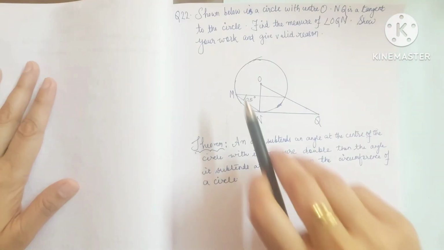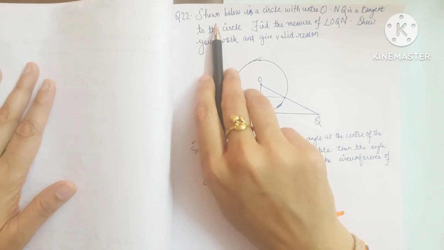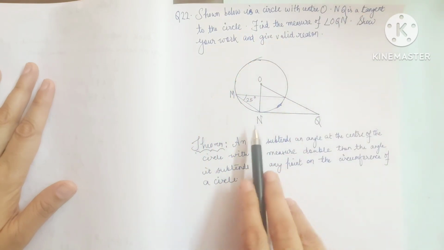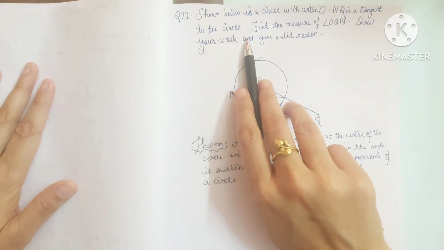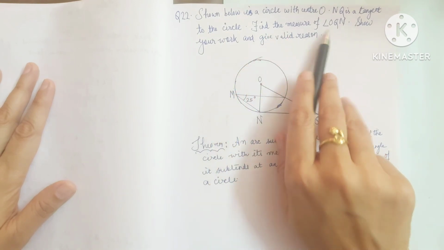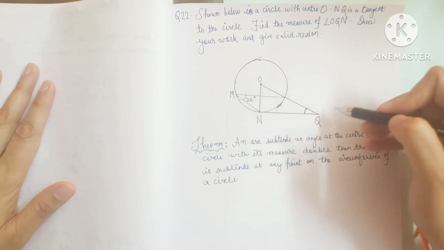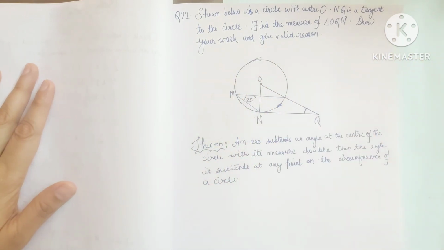Okay, now let's start with question number 22. Question number 22 says, shown below is a circle with center O. NQ is a tangent to the circle. Find the measure of angle OQN. This is the angle that we need to find, OQN. Show your work and give valid reason.